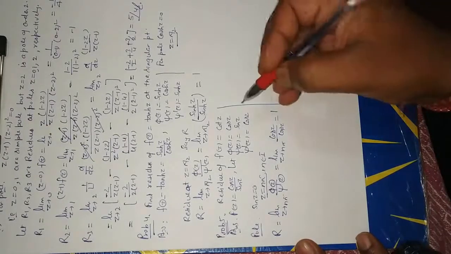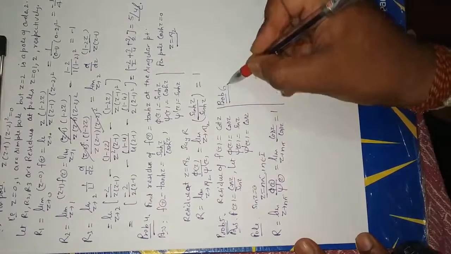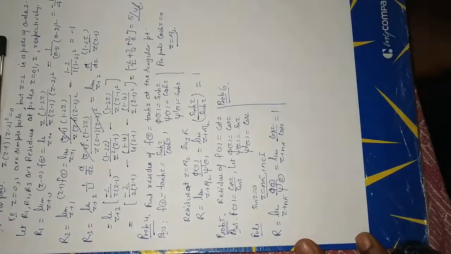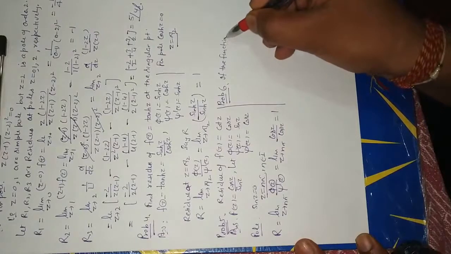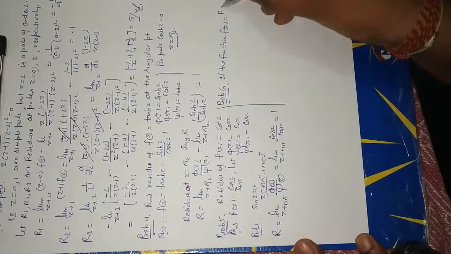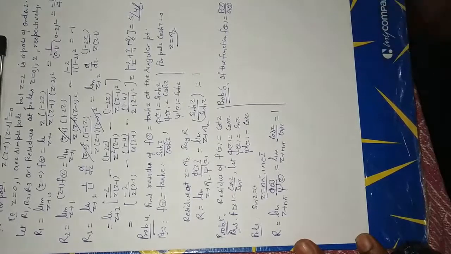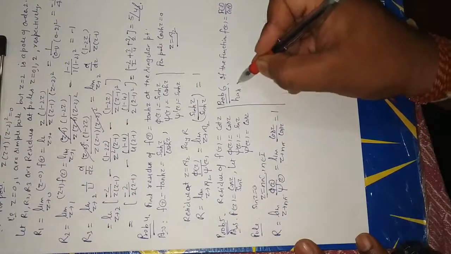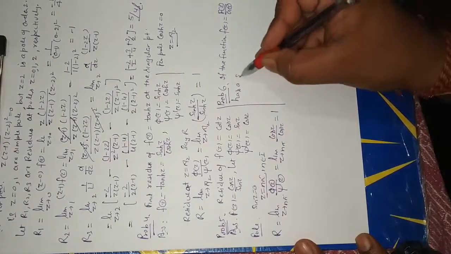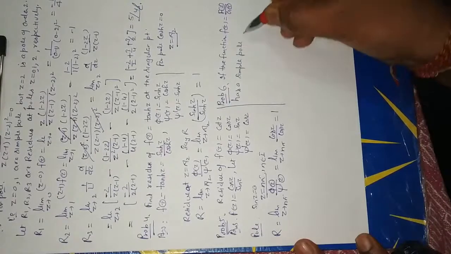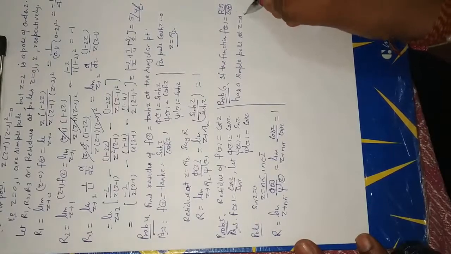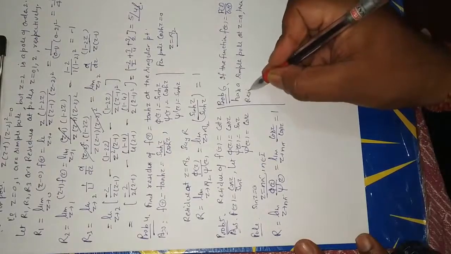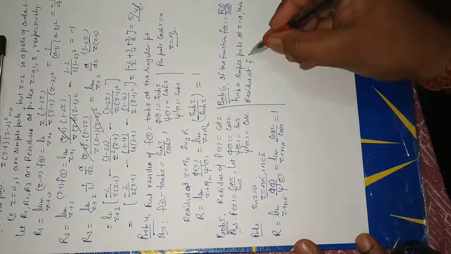Now next problem, problem number 6. If the function f(z) is equal to F(z) upon G(z) has a simple pole at z is equal to a, then the residue at z is equal to a, that is f(a), question mark.